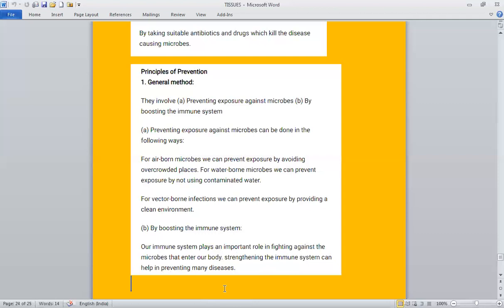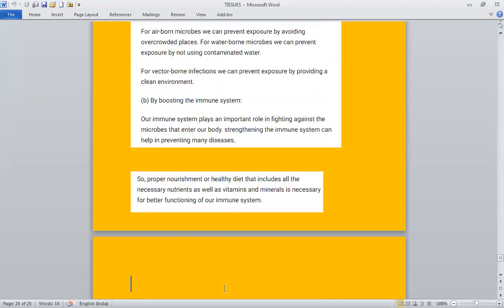Nowadays, during this COVID period, you must have seen that in your home also, your mother must be giving you lemon water, then vitamin C tablets and zinc tablets. She's always trying to improve your immune system. She's giving you fresh fruits, citrus fruits, then kadas also. So these all are the methods of boosting our immune system.